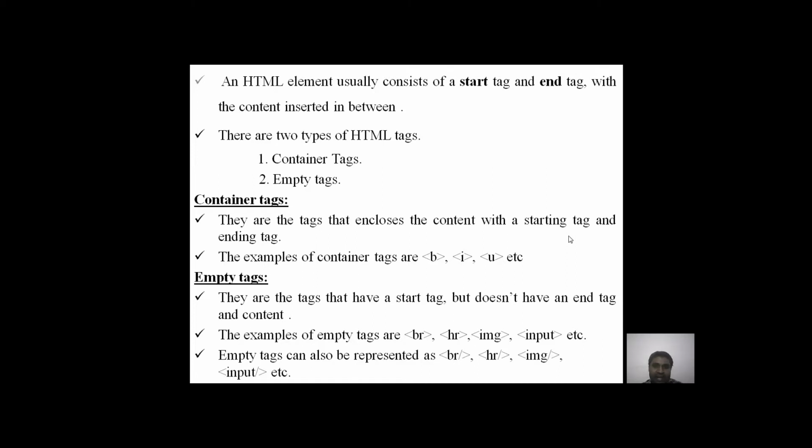So coming to the second category of HTML tags, that is empty tags. Empty tags are the tags which don't contain any content, and they don't contain any closing tags. They only contain a starting tag. Such types of tags are called empty tags. We have different kinds of empty tags like HR, which represents a horizontal line, BR, which inserts a break line, and we have image tag, input tag, and likewise.